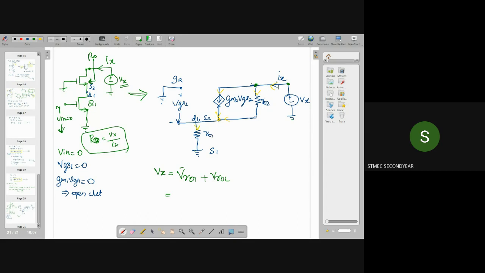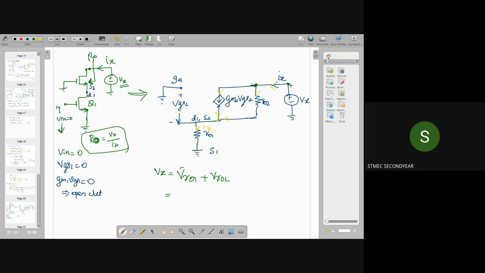So our current Ix divides and goes into two paths here, but then it combines again. So the current through R01 will be equal to Ix itself. For example, if Ix equals 5 milliampere, and 2 milliampere passes through one path and 3 through the other, then at this point the 2 and 3 combine together and a total of 5 will pass through this R01, right?